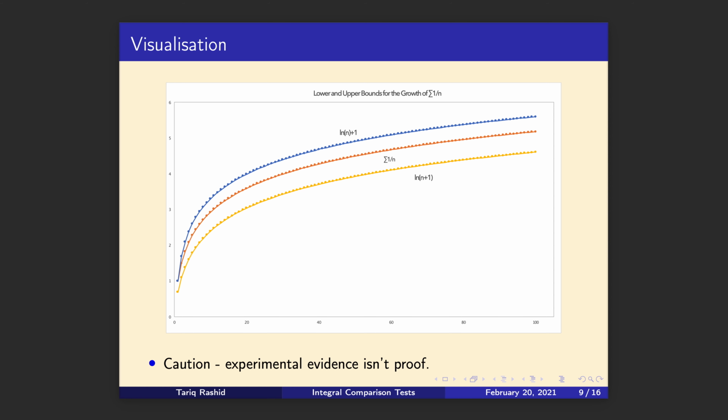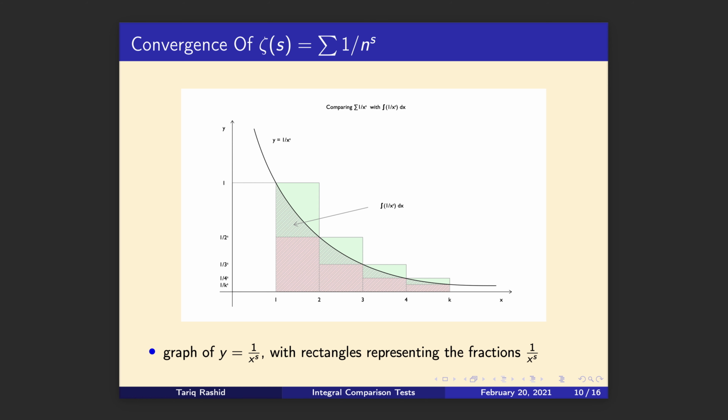We'll do it again, and this time we'll ask a different question. This time we're not asking about lower and upper limits. We're not asking about the growth of the harmonic series. We're going to ask about our Riemann zeta function. So we want to know for which s the thing converges.